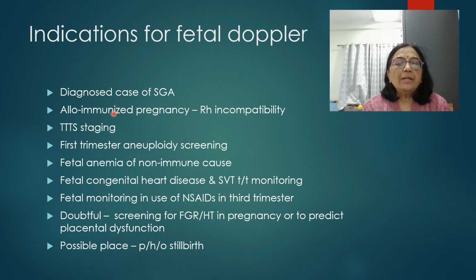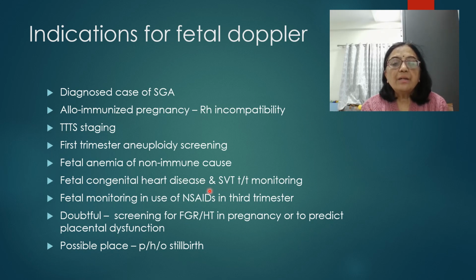Just to summarize that again: diagnosed cases of small for gestational age babies, alloimmunized pregnancy with RH incompatibility, TTTS staging, twin to twin transfusion syndrome staging, first trimester aneuploidy screening, and fetal anemia, which might be of non-immune cause, such as in fetal infection. Whatever is the reason for fetal anemia, MCA Doppler will help us in diagnosis as well as to know whether the fetal condition is worsening.